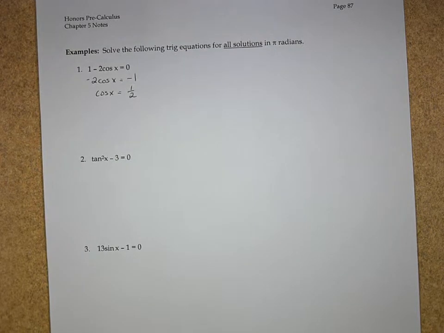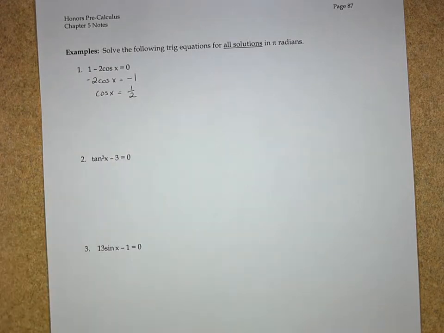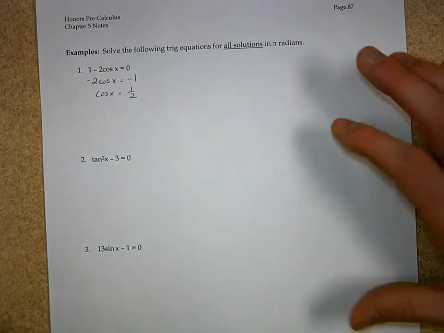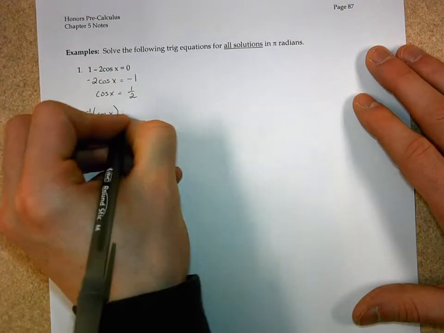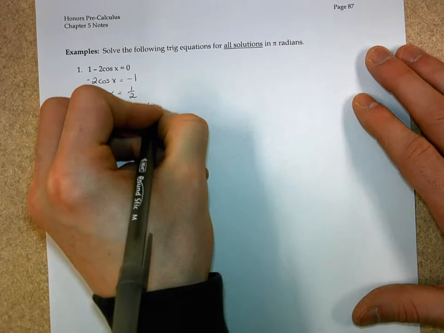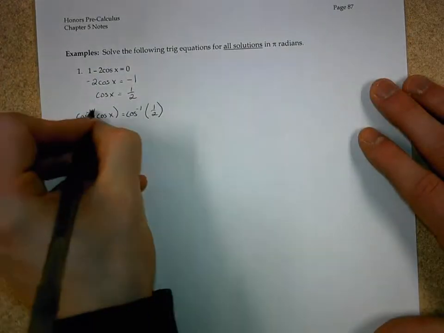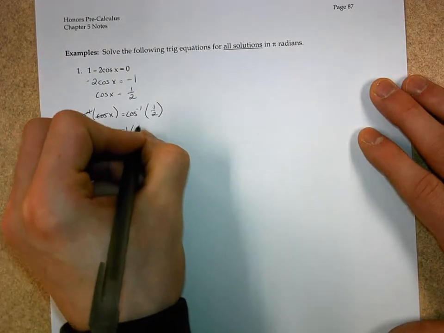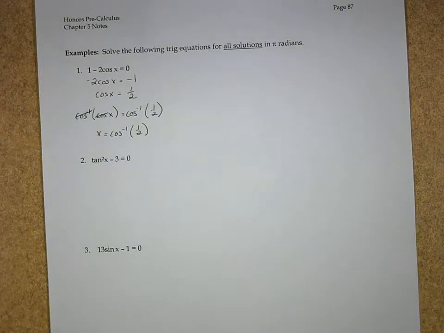This is the step, now that I've got my trig expression all by itself on the left-hand side, I'm going to take the inverse trig to both sides, in this case the inverse cosine. And this is just what we did in the previous examples. So here, the cosine inverse of the cosine of x is equal to the cosine inverse of 1/2. Now my cosine inverse and cosine cancel out, so I'm left with x is equal to the cosine inverse of 1/2.